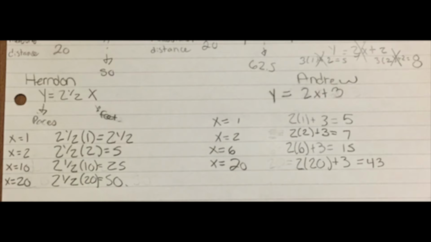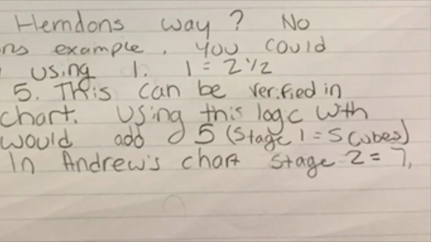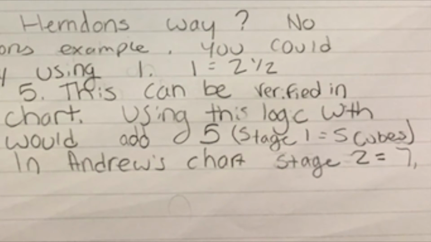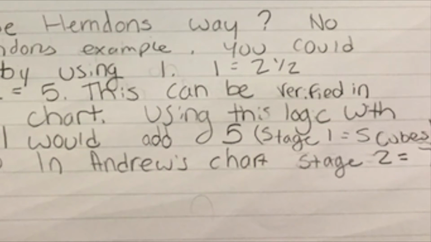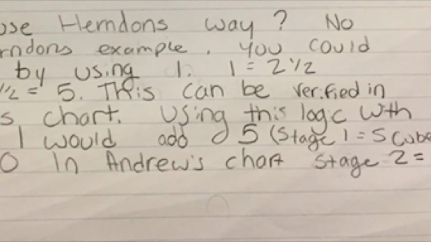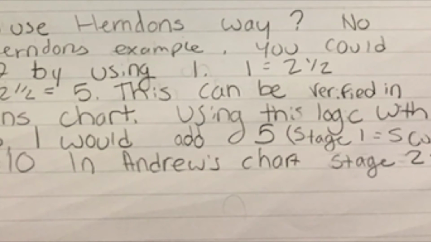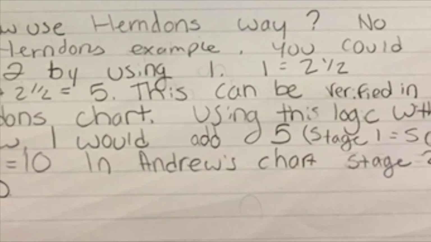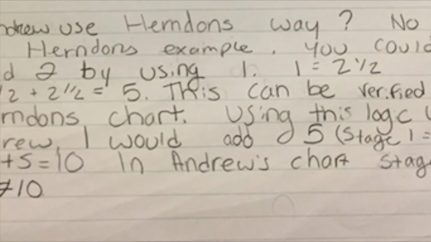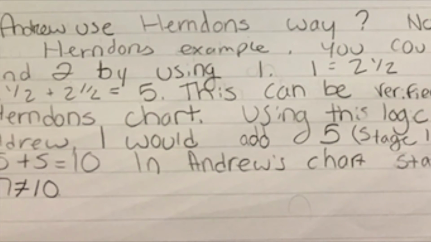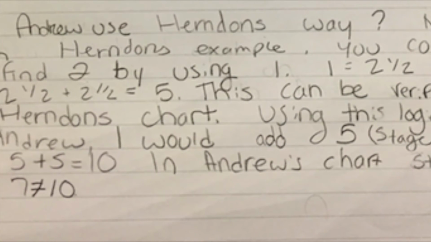So the next thing I did after I found Andrew's, I noticed I didn't actually answer the question on my paper. So I just said, no, in Herndon's example, you could find 2 by using 1. 1 equals 2.5. 2.5 plus 2.5 equals 5. This can be verified in Herndon's chart. Using this logic with Andrew's, stage 1 equals 5 cubes, so I'd have 5 plus 5, which equals 10.